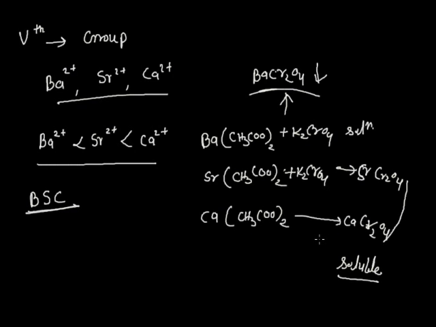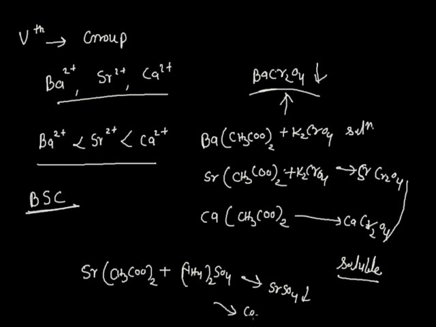Similarly, in the second part, we add ammonium sulfate. If the clear solution already has strontium acetate and we add ammonium sulfate solution, we get a white precipitate due to SrSO4. If calcium is present, it forms calcium sulfate, but calcium sulfate is soluble and strontium sulfate forms a white precipitate. If we compare the Ksp values, strontium has a smaller Ksp value than calcium. That's why only strontium sulfate is precipitated, but calcium sulfate is not precipitated.